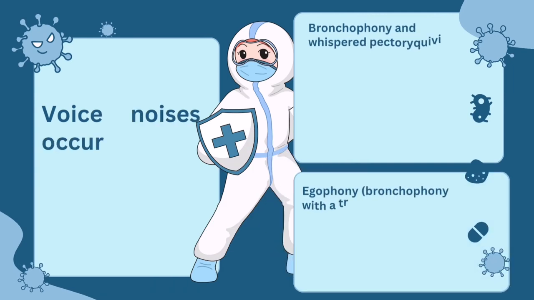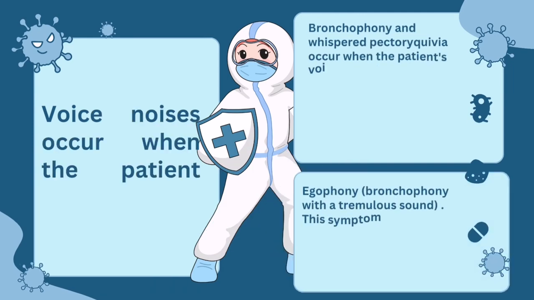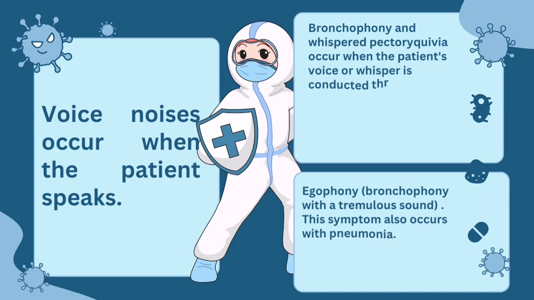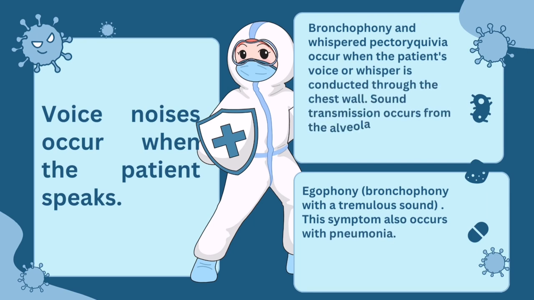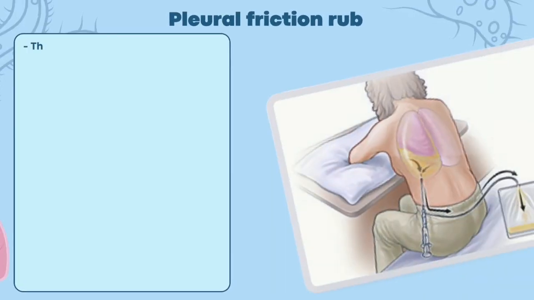Voice noises occur when the patient speaks. And we have two types, bronchophony and egophony. Bronchophony and whispered pectoriloquy occur when the patient's voice or whisper is conducted through the chest wall. Sound transmission occurs from the alveolar seal as occurs in pneumonia.